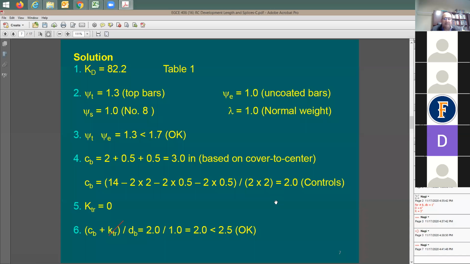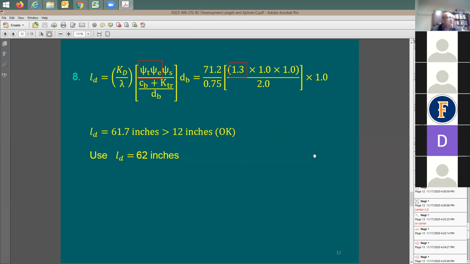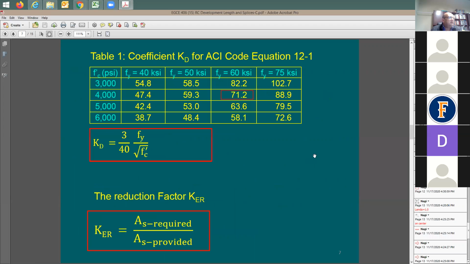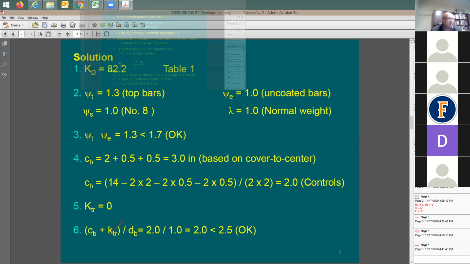Does KTR stand for again? KTR, this is for the ties. If you remember, for the ties that we ignored, we said usually just conservatively use it as 0. Okay, let me just double check. KTR, yeah, here it is. We just say use it equal to 0.